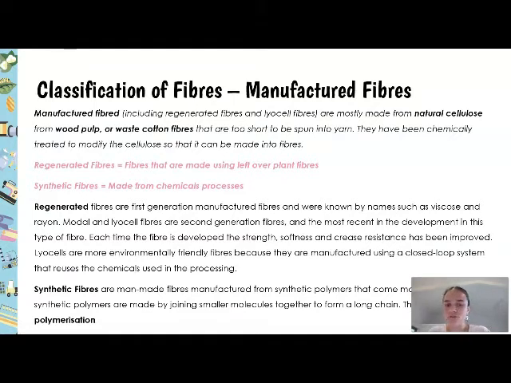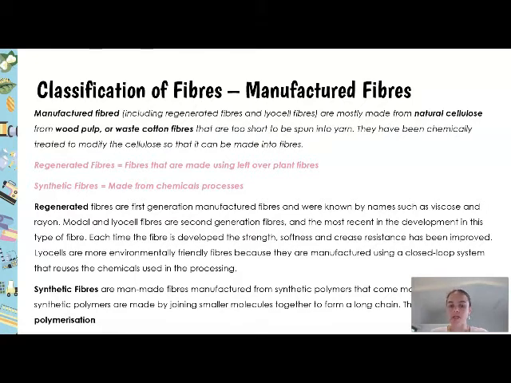So from natural cellulose from wood pulp or waste cotton fibers that are too short to be spun into yarn. So in other words, it's just discarded or byproduct of producing cotton. Okay, so they're too short to be spun into yarn. So they're using it for manufactured fibers. They have been chemically treated to modify the cellulose so that it can be made into fibers.